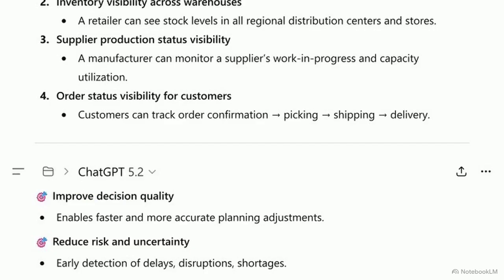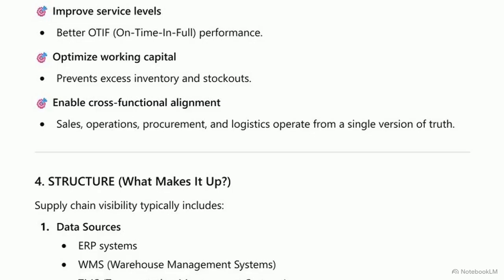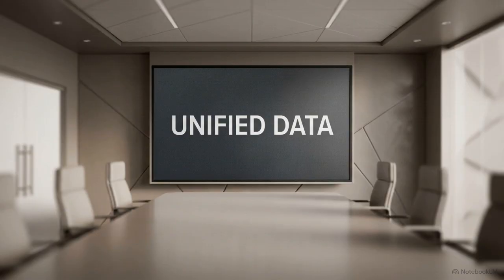When planners can see the actual status of materials in real time, they can make faster, highly accurate adjustments to their schedules instead of relying on forecasts. This operational clarity translates directly to the balance sheet. By knowing exactly what inventory is available and where it is located, companies optimize their working capital. They carry less excess safety stock while simultaneously preventing costly stockouts. The ultimate objective is to establish a single version of the truth.